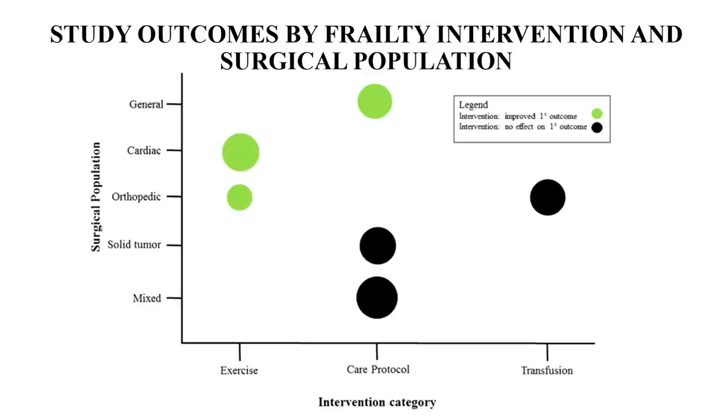But the one key, and this summarizes these particular studies, the black circles are those where the interventions did not work, and you can see with transfusion, and in the mixed and solid tumor populations, the geriatric care bundles didn't necessarily work in improving functionality, whereas in general surgery populations, the geriatric care bundle does seem to lead to improvement in functionality, and in orthopedic and cardiac populations, exercise alone does improve functionality. However, I must caution you that there has been no evidence linking this improvement in functionality to necessarily a decrease in complications or mortality.